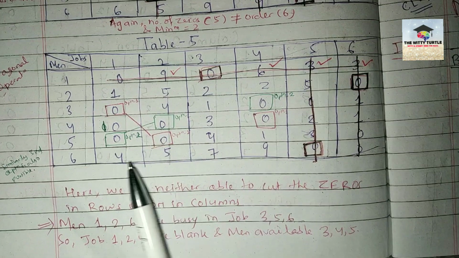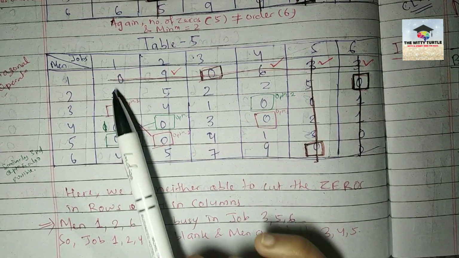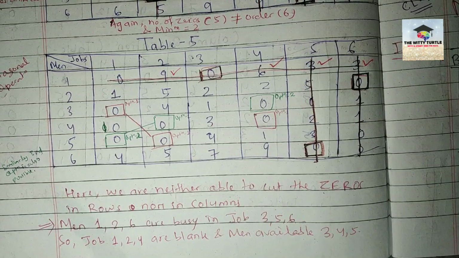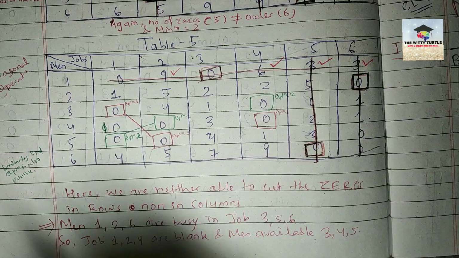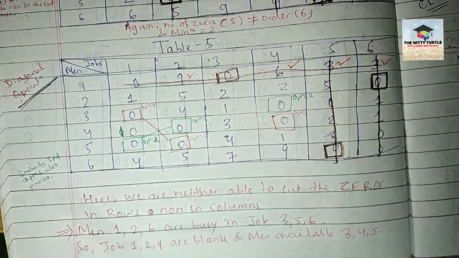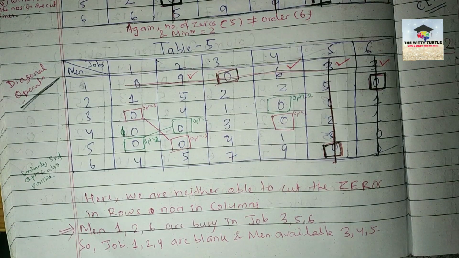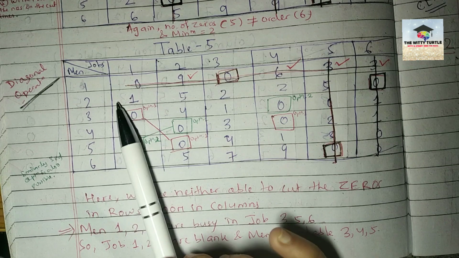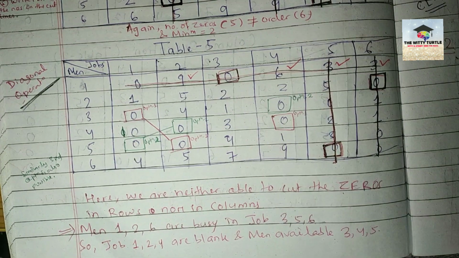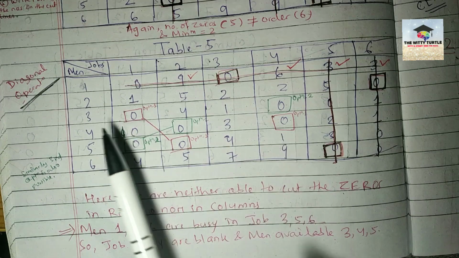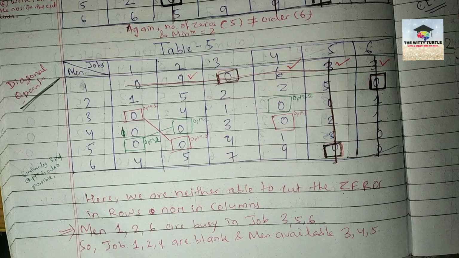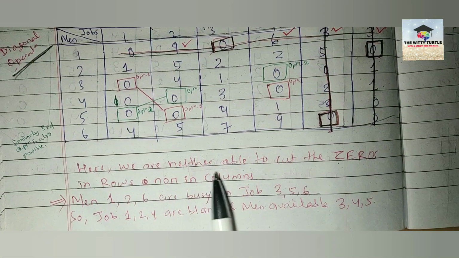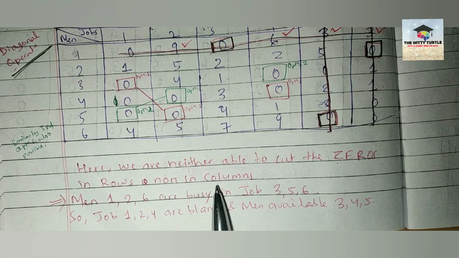And their arrangement is such that you cannot make the row operation or even the column operation here. So when you are facing a situation where you cannot do either of the two operations, then you have to go for diagonal operation. Which operation? Diagonal operation. So what do we have to do in diagonal operation? First see the second row. There is no zero here. There is no zero. In the third row there are 2 zeros. In the fourth row there are 3 zeros. So here we are neither able to cut the zeros in rows nor in columns.